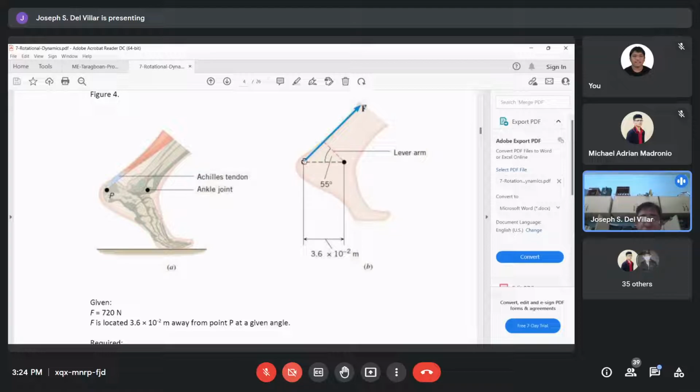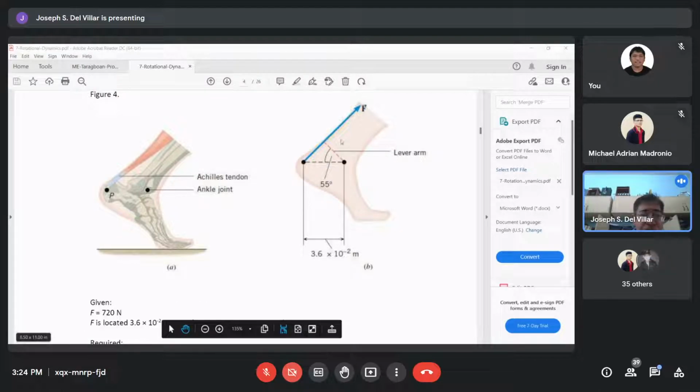Ito, di ba ito yung vertical component niya? Ang tinatanong ko, ano yung angle ng force with respect to the vertical? 55 pa rin, di ba? Kasi 35 tong sa baba. So itong sa taas is 55, the same as this one. Di ba? So, kung 55 ito, and the vertical component is adjacent to 55, so that will be 720 cosine 55. Di ba?